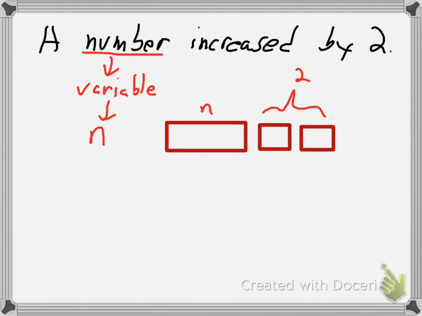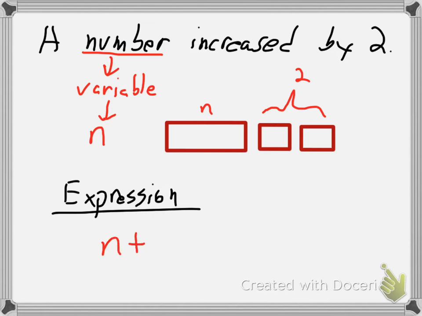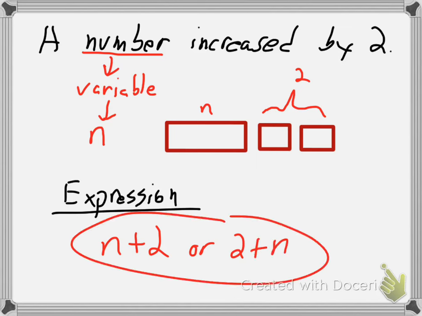If I needed to write this as an expression, I would have n plus 2. And because it's addition, I can use the commutative property of addition, so I could also have 2 plus n. Either one of those would work for an expression in this case. Main takeaway is, if we don't know what the number is, it's going to be our variable, a letter representing a number.